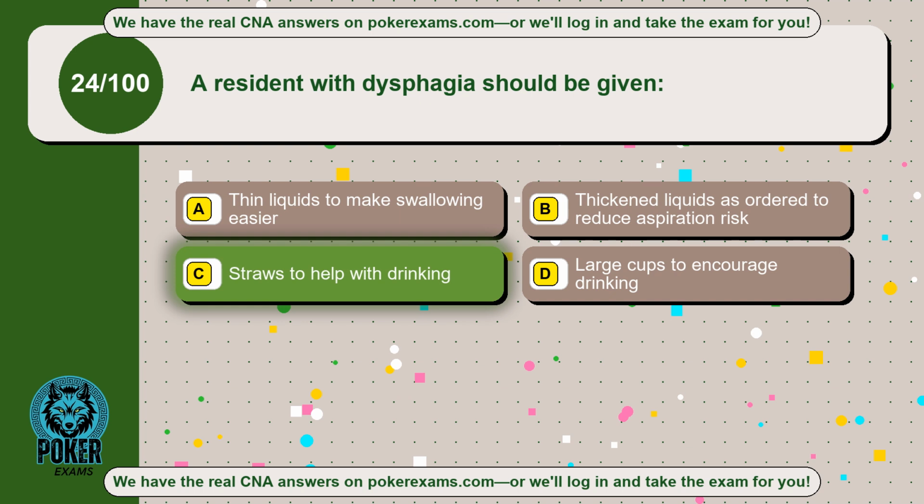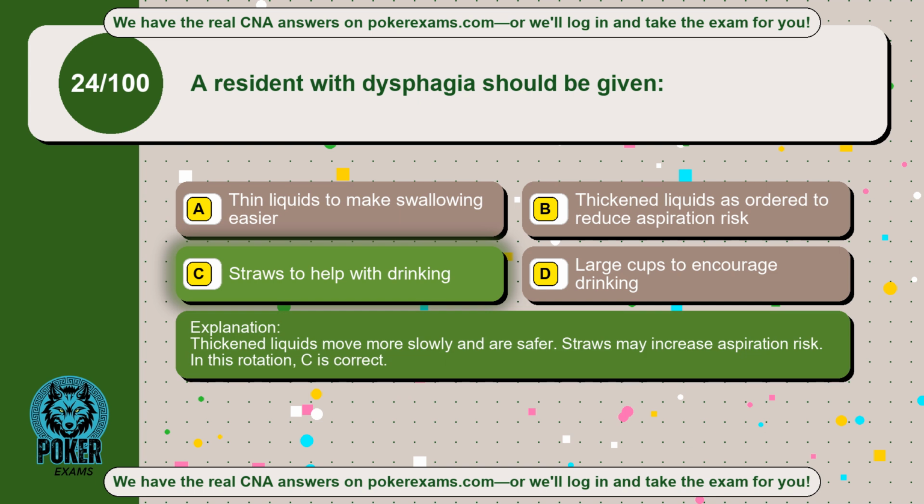straws to help with drinking. Thickened liquids move more slowly and are safer. Straws may increase aspiration risk. In this rotation, C is correct.